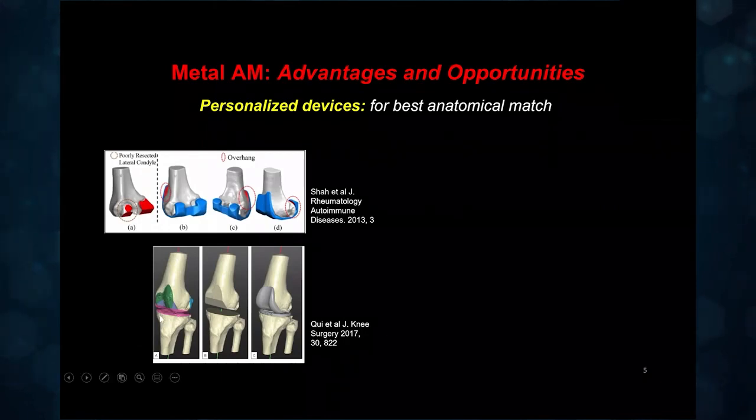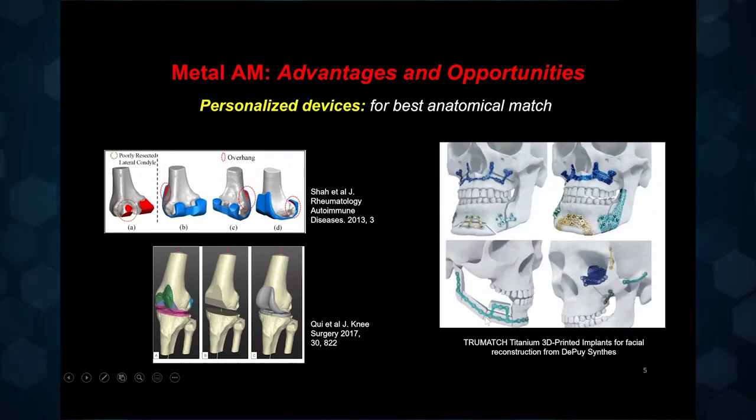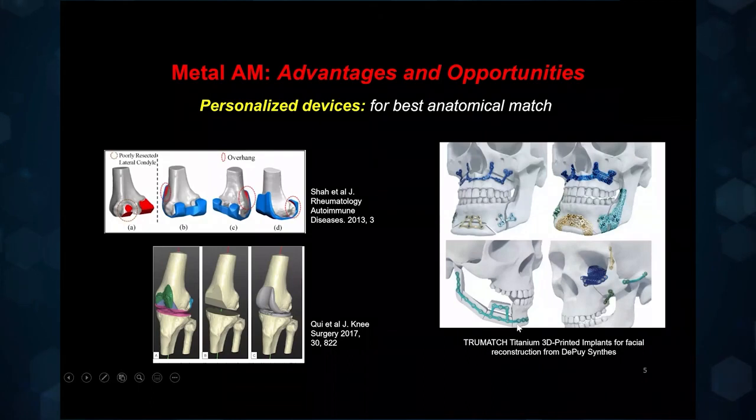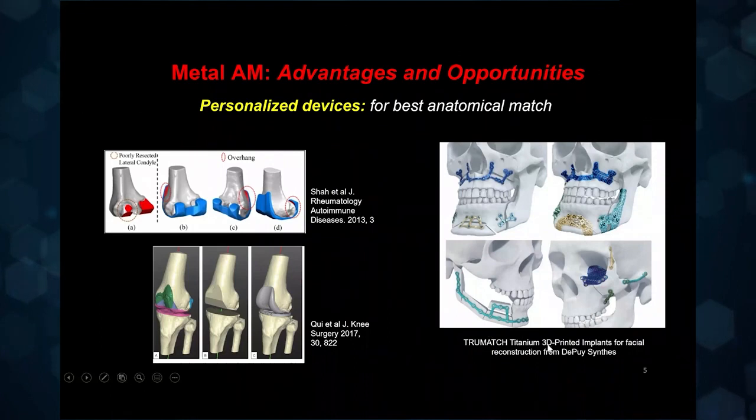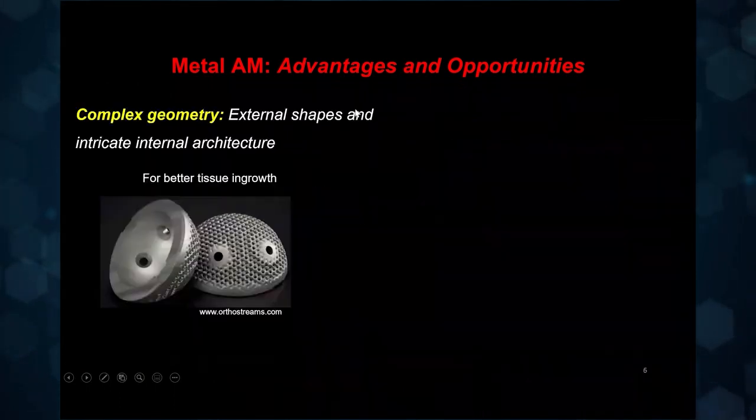In principle, what you would have to do is image that patient's defect site, recreate that in the software, make a design of the best device in that software, and then print it. And you'd be surprised that there's actually been quite a bit of progress in this field, and there are companies which do offer this kind of technology now for clinical use. This is one such example: titanium 3D printed implants for facial reconstruction. And these are, again, personalized devices for best anatomical match.